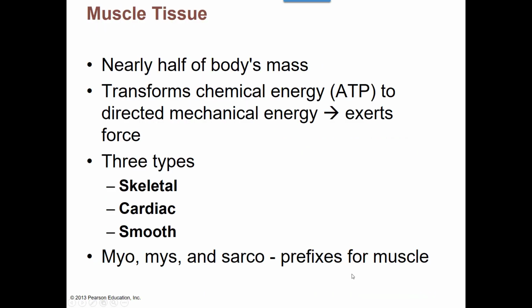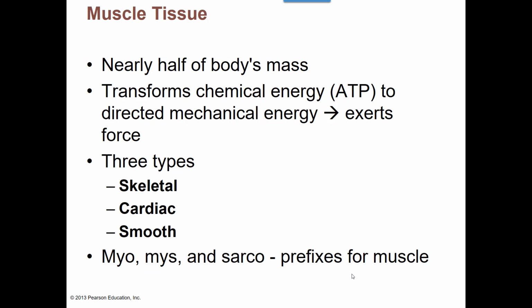Now, muscle tissue itself equates to nearly half of your entire body mass. And the main job of muscle is to transform chemical energy in ATP, the energy in those bonds, to some type of mechanical energy, such as movement. Doing that is going to exert some type of force. Now, we do have three types of muscle tissue found in the body: skeletal, cardiac, and smooth. And again, you're going to see my or myo, mys, and sarco in a lot of these terms in this PowerPoint.